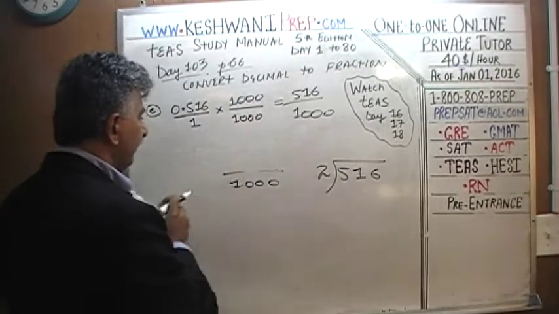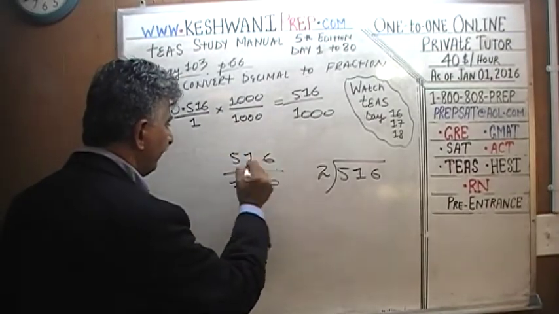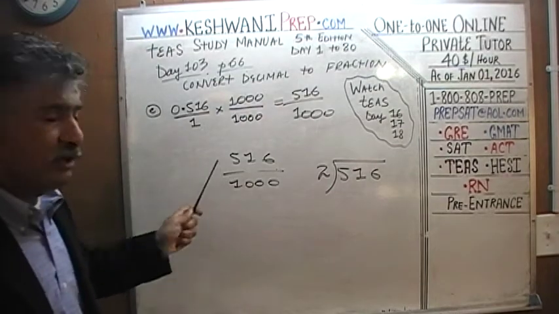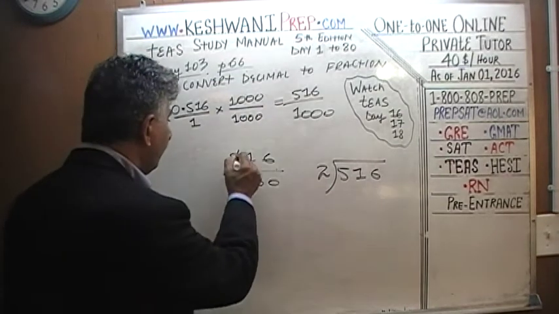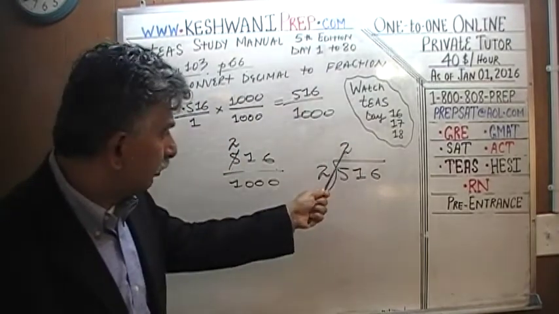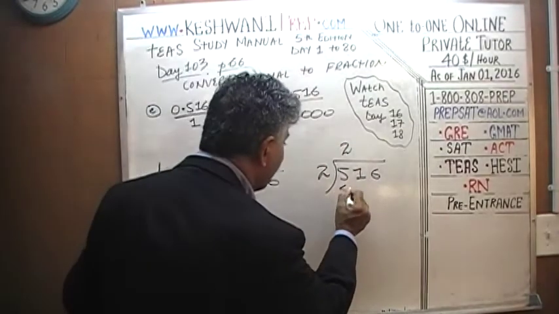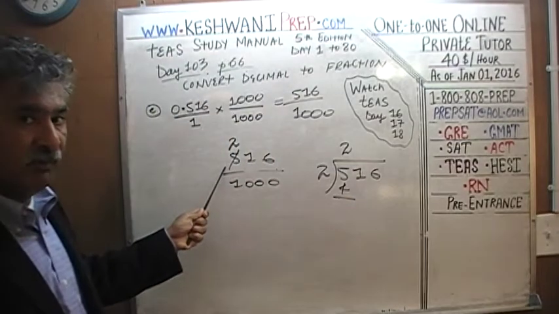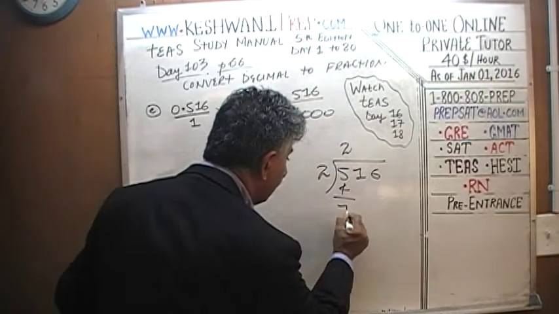We're going to divide the 516 by 2's. How many 2's does 5 have? 5 has 2 2's. 2 2's are 4. After we take away 4 from the 5, we have a remainder of 1.